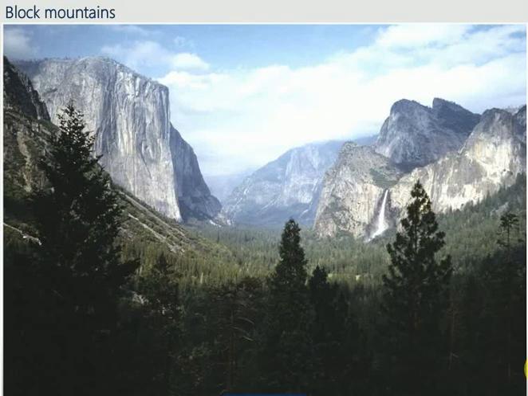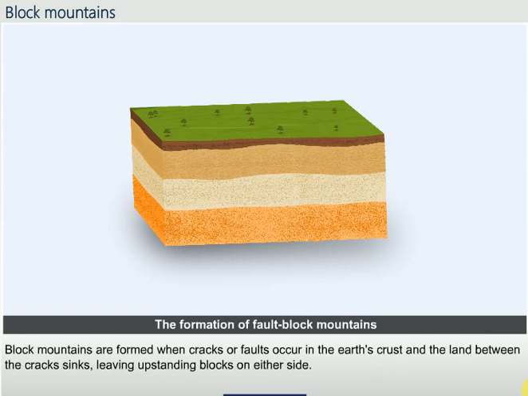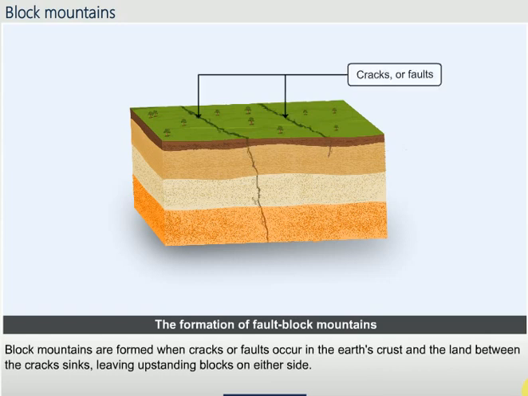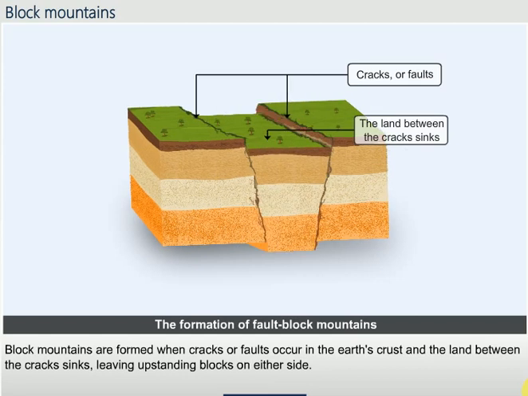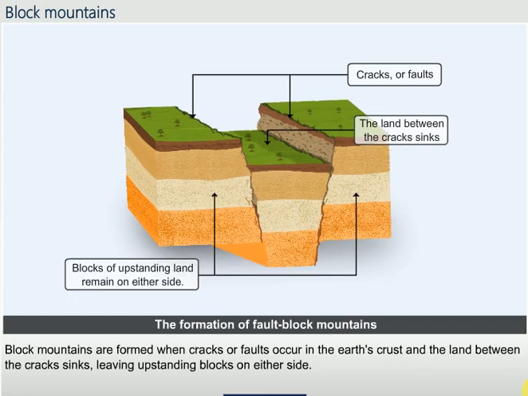Block mountains are formed when cracks or faults occur in the Earth's crust and the land between the cracks sinks, leaving upstanding blocks on either side. Block mountains are also known as fault block mountains.